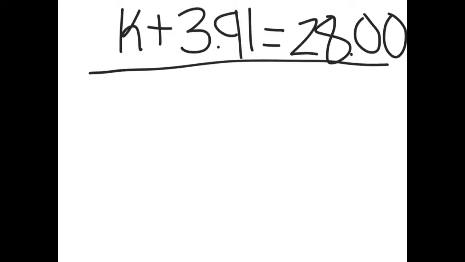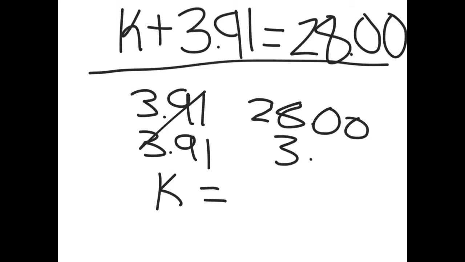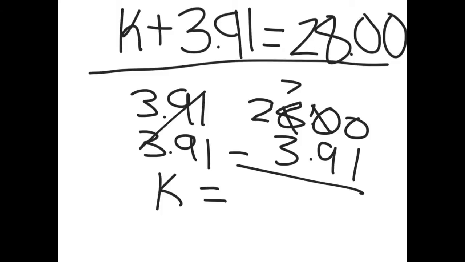To solve your problem, the first thing you need to do is figure out the inverse property, and in this case it's subtraction. So you subtract 3.91 from itself and you cross it out and you get K, and then you subtract 3.91 from 28, and then you just borrow whenever borrowing is needed, and you subtract like normal, just like how we've learned in our subtraction lesson, and then you should get K equals 24.09.